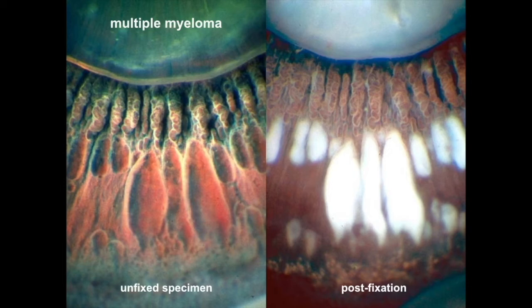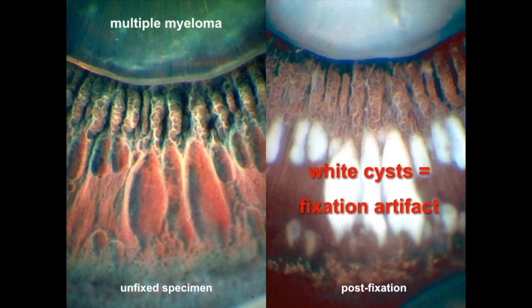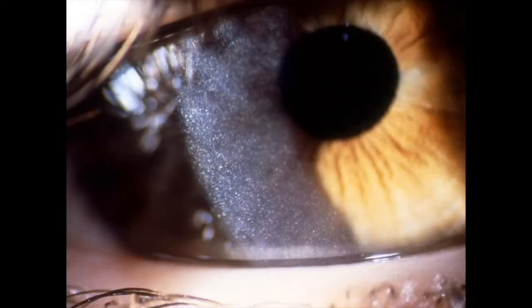Patients with multiple myeloma typically have cysts of the pars plana and occasionally the pars plicata. The cysts are classically stated to be white due to the precipitation of the myeloma protein. Well, this is a fixation artifact. On the left, we see an unfixed specimen. Half an hour after immersion in formaldehyde, the cysts have turned white. So white cysts are a fixation artifact.